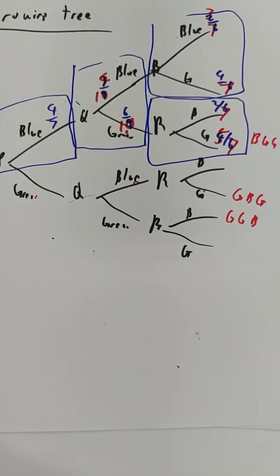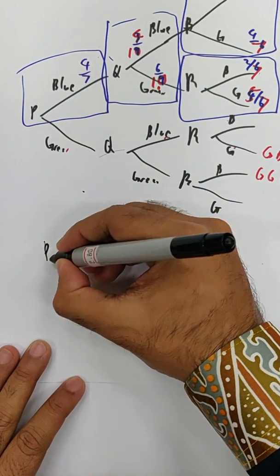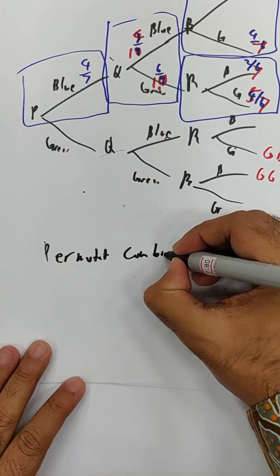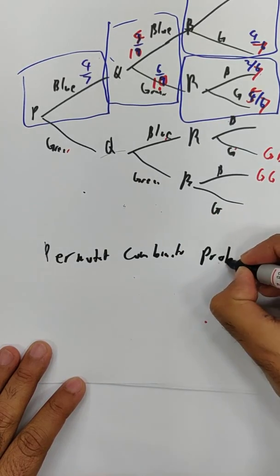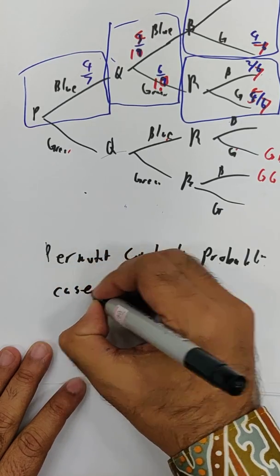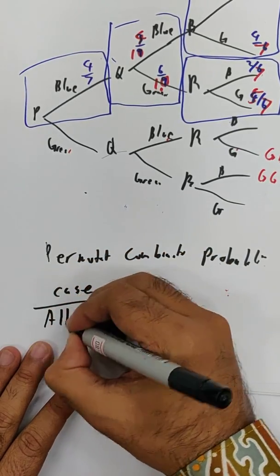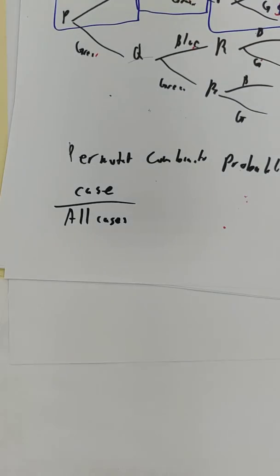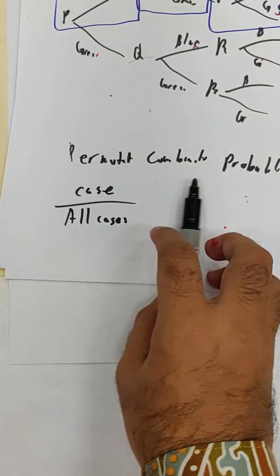That's all from me for probability. About P and C, which I did not cover in this lecture: permutation, combination, probability. Basically, take the case divided by all cases, and you are done. Case divided by all cases.